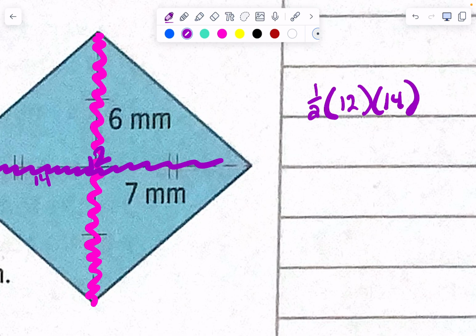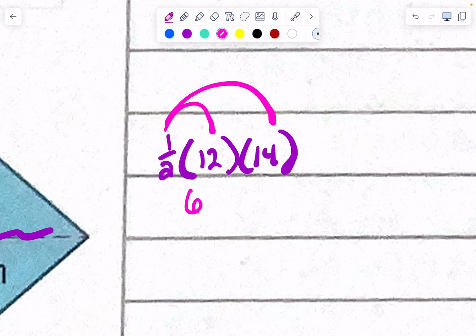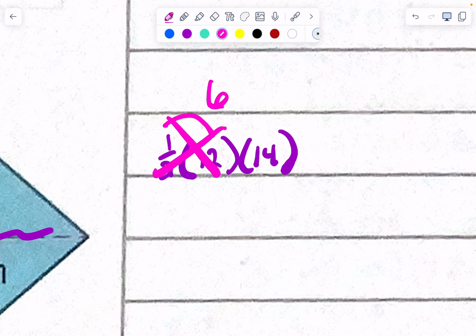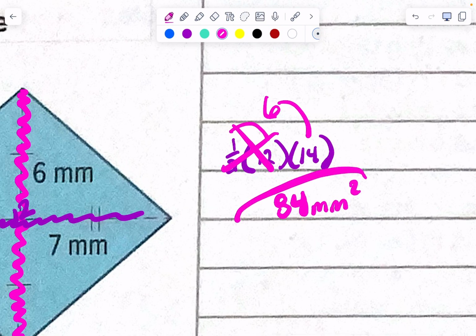Now, problem. Everybody watch this really quick. I've had people do this before. They take half of 12 times half of 14, so 6 times 7, and that is not right. The half doesn't distribute like it would with x plus something. You would just take half of 12, that becomes 6, and take that times 14. Make sense? Or half of 14 times 6. It's 84 millimeters squared. So if you're going to do the halvesy thing, only take half of one side, not both sides. Right?